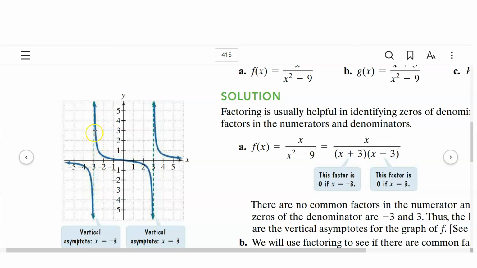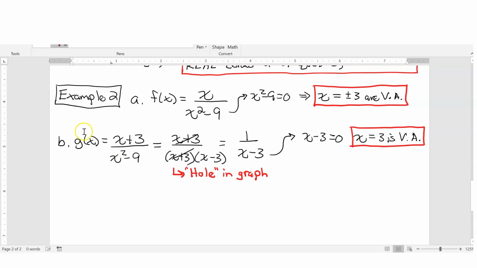Notice carefully, you'll see the dashed lines here at plus or minus 3. And the graph definitely does not cross those asymptotes and increases or decreases without bound on either side of those asymptotes. Let's look at part B. g of x is x plus 3 divided by x squared minus 9. Now it's always important to factor your rational functions, because if you do that, you'll see that here we actually get a factor of x plus 3 that cancels.